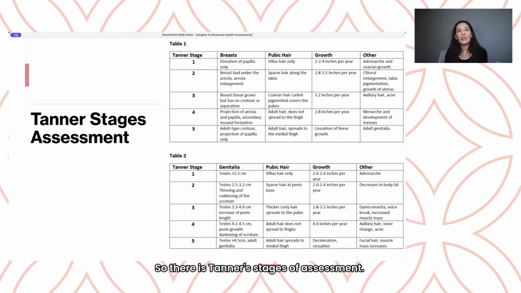So there are Tanner's stages of assessment. This is what we should see as children grow.